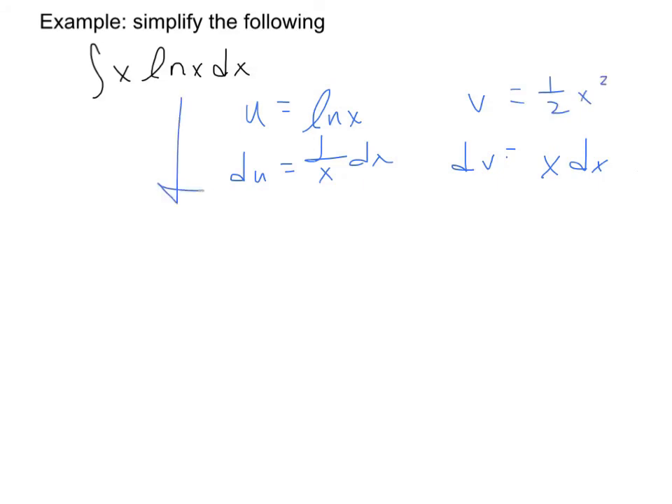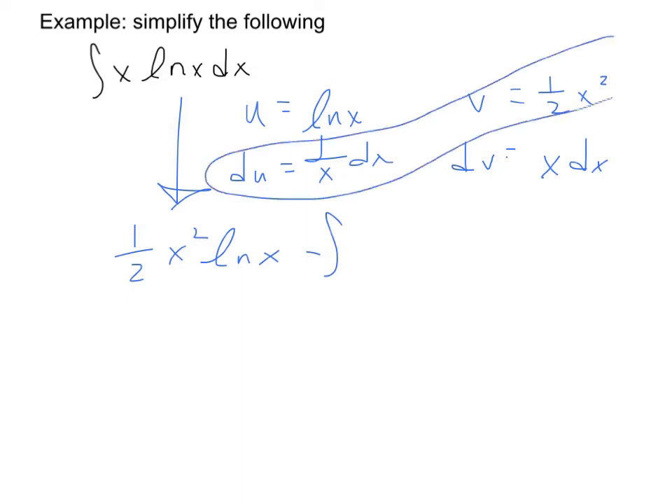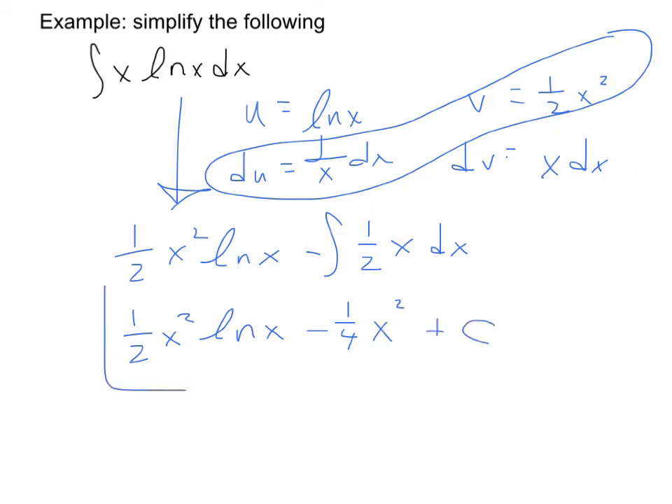So then when we do integration by parts, we end up with 1/2 x squared ln x minus the integral of v du. That's 1/2 x squared times 1 over x, which is just going to leave me with x. And notice that integral that's left over is really easy to work with. This is just going to be 1/4 x squared plus c.